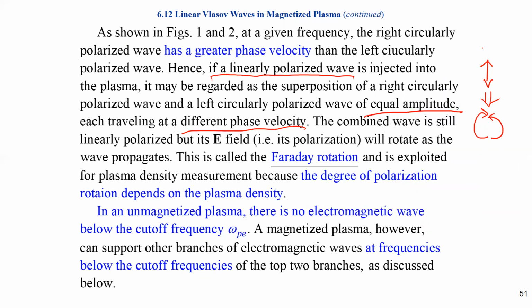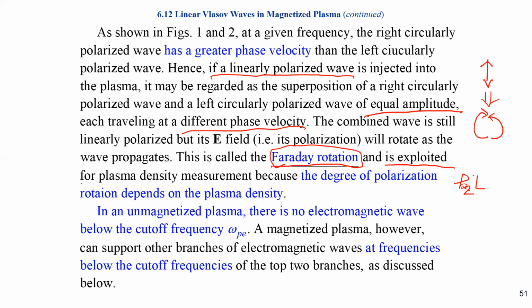Okay, so initially in this direction, we can control the length. With kzL, the right-hand circularly polarized and left-hand circularly polarized waves will differ in a phase angle. So it looks like the polarization will rotate. Therefore, we call this phenomenon Faraday rotation. Faraday rotation is exploited for plasma density measurement.